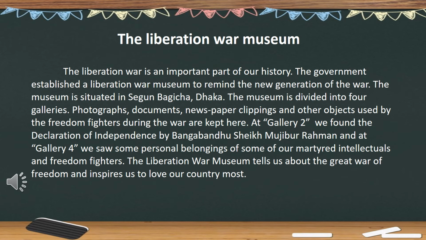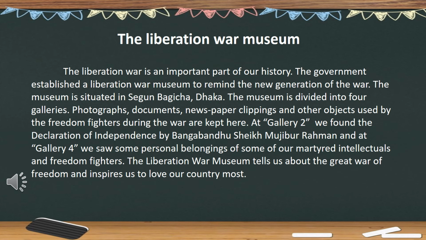Now, if you are asked to write a composition on the Liberation War Museum, then it will be a little different from the previous one. So first of all, we need to write the heading, The Liberation War Museum. Then we need to write down some different sorts of things, like: The Liberation War is an important part of our history. The government established a Liberation War Museum to remind the new generation of the war. The museum is situated in Segunbagicha, Dhaka.